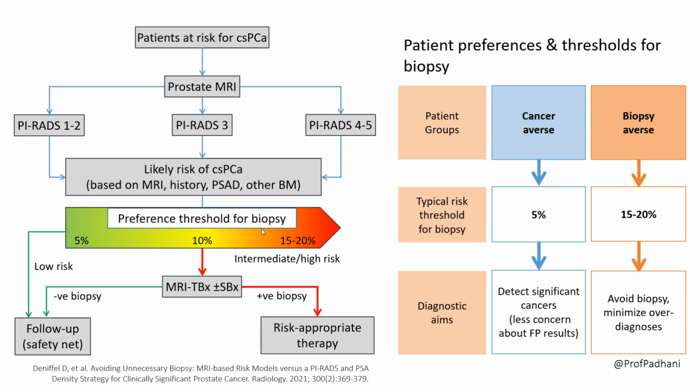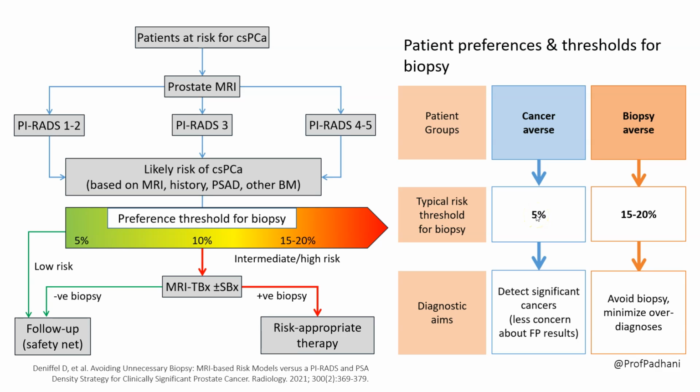What do I mean by this? Well, there are patients who are cancer averse. So these are patients who have had a previous negative biopsy and their PSAs continue to rise, or patients who have had a previous MRI that was negative and their PSA continues to rise. So in these patients, the diagnostic aims are to detect clinically significant cancers. These patients are less concerned about false positive results, and a typical threshold for them might be 5%. In other words, this group.